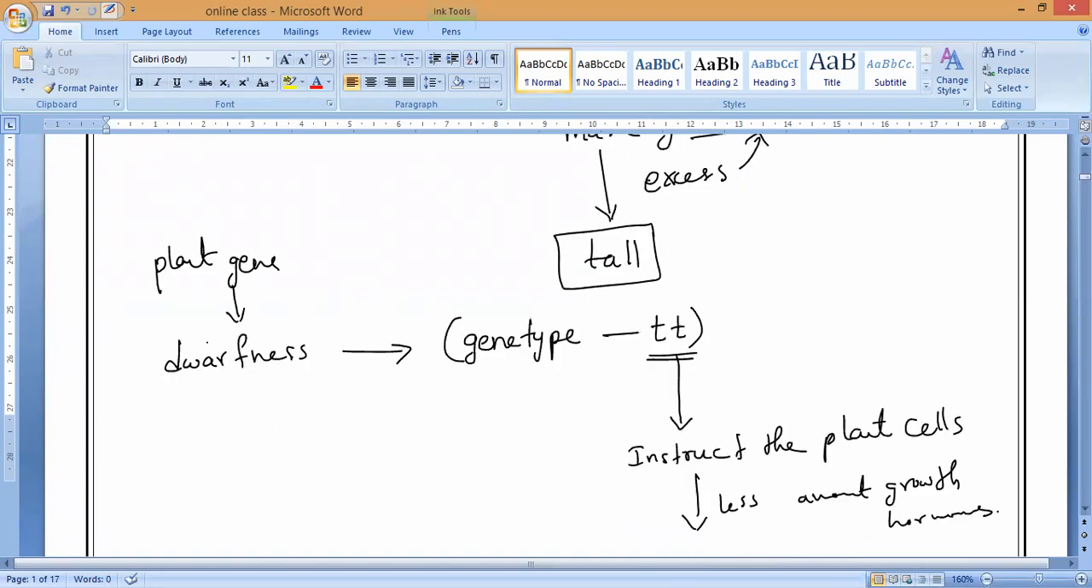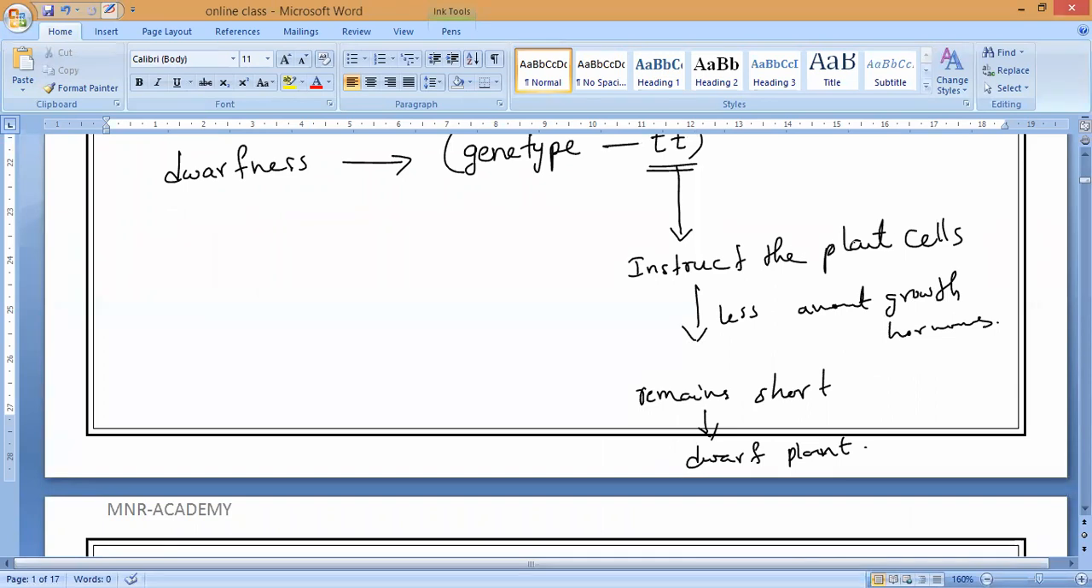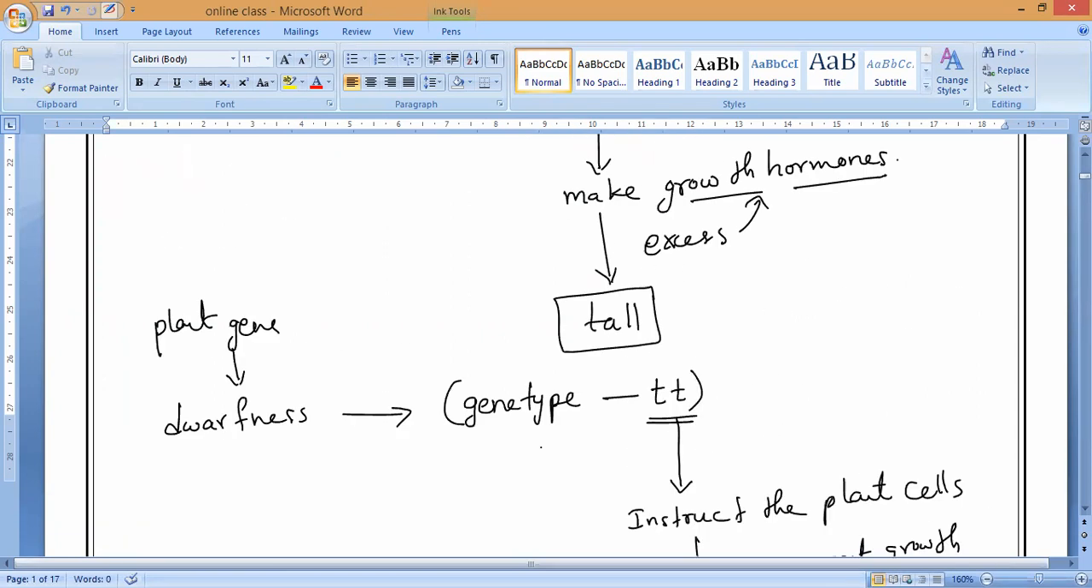Now in the same way, if it has a pair of genes for dwarfness, that is the genotype small t and small t, then it will give the instructions to the plant cells to produce less growth hormones. So due to the lesser amount, do you understand, the plant will grow less and remain short, and finally it will become what plant, guys? Tall plant or dwarf plant? It will become a dwarf plant. That is what happens.